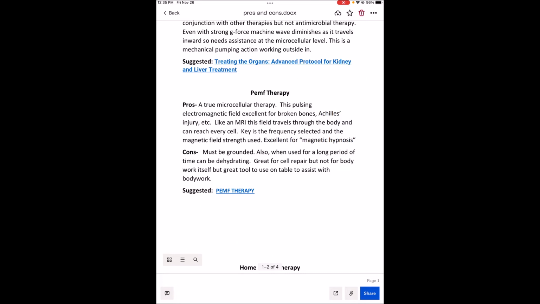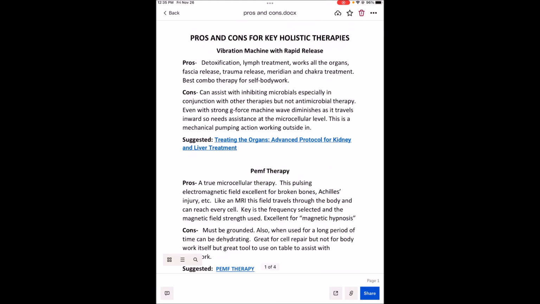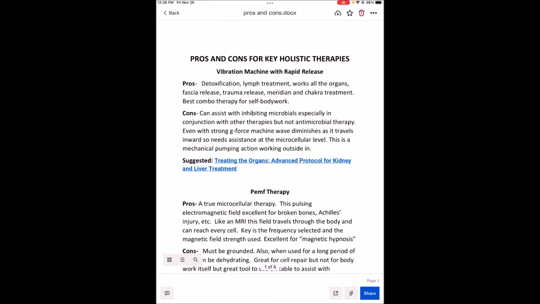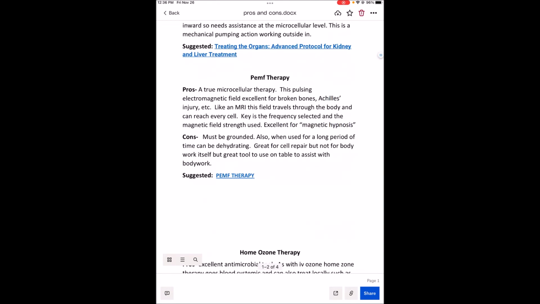So anyhow, this is great for cell repair, but it's not a body work tool. So let's say you're misaligned. It's not going to adjust you. It's not going to perceive the various pathways that need to be worked on. If you have a bad lower back, you need to do adjustments. You would want to use the vibration therapy with rapid release and work on yourself as much as you can. That's going to align you naturally with a little skill, and then this will get at the microcellular level. So this is more macro, this is micro. So it's very cell specific.